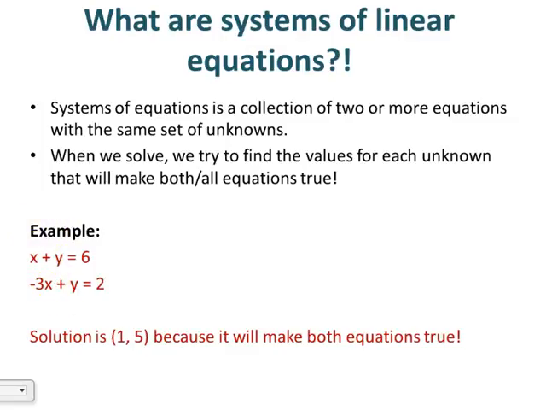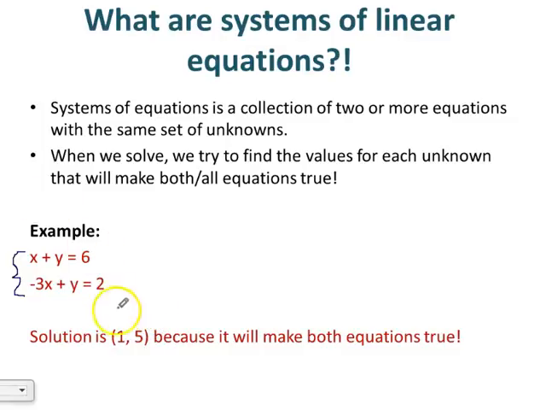So let's look at an example. Here we've got 2 equations, y plus x equals 6, or x plus y equals 6, and negative 3x plus y equals 2. What we're trying to do is find a value of x and a value of y that, when we plug that same value of x and y into both equations, makes both equations true. So the solution of this system of linear equations is (1, 5), because it's going to make both equations true.